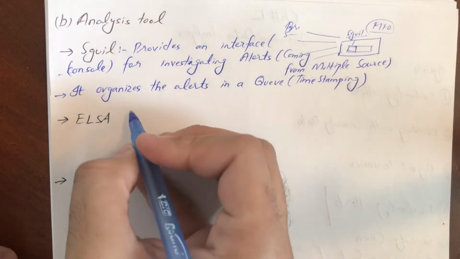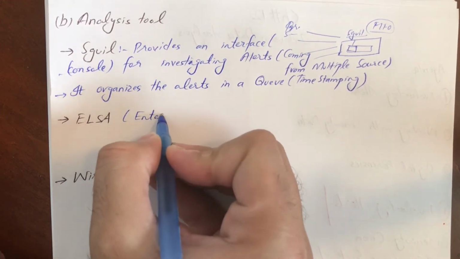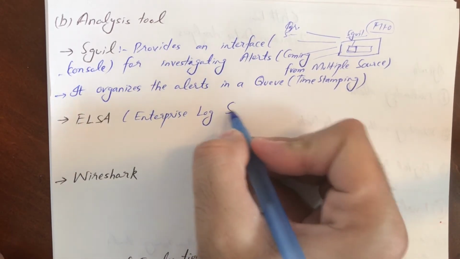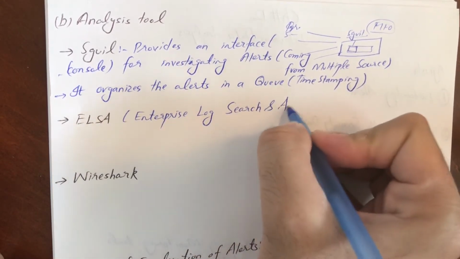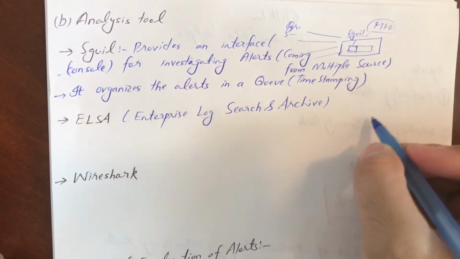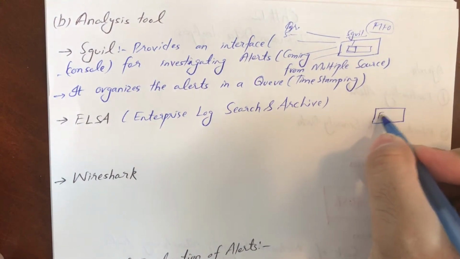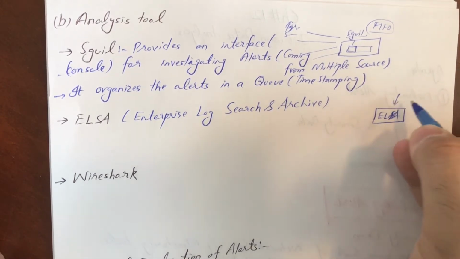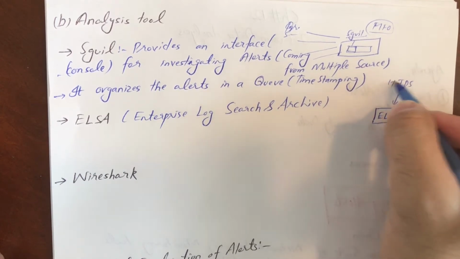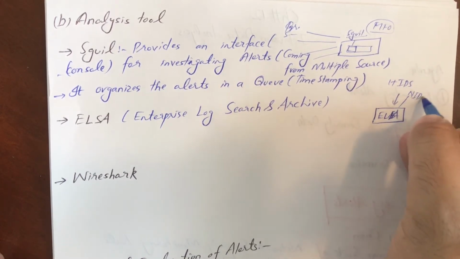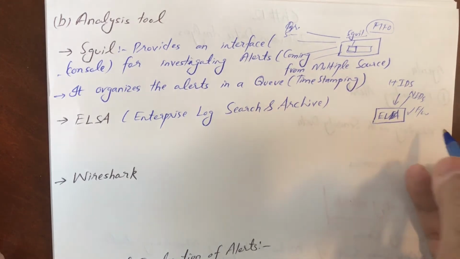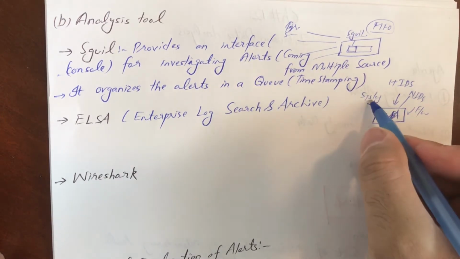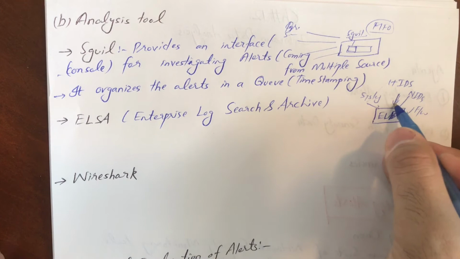Then we have ELSA, which stands for enterprise log search and archive. So this particular tool is, you can say, a centralized log database. ELSA is basically a centralized log database, like all the tools which generate logs, for example, host intrusion detection systems, network intrusion detection systems, firewalls, and syslog servers. All these tools maintain a log. After making a log, they forward the log to ELSA.